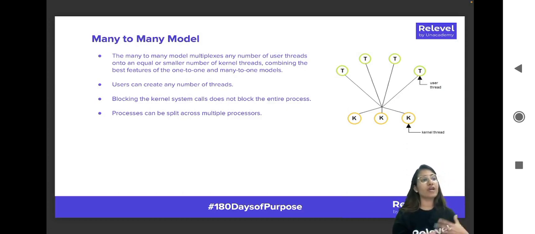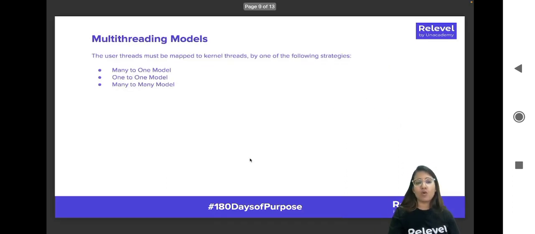Also, with the introduction of multiple threads, complexity is not present as it was in the previous models. Although this model does provide the capability of creating multiple kernel threads, true concurrency cannot be achieved by this model, because the kernel can only schedule one process at a time. So this is what our many-to-many model is. I hope this is clear to everyone. This was a very short discussion and a very simplistic overview as well.